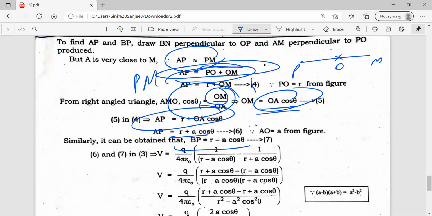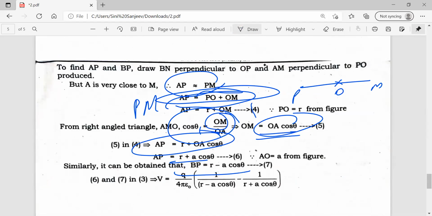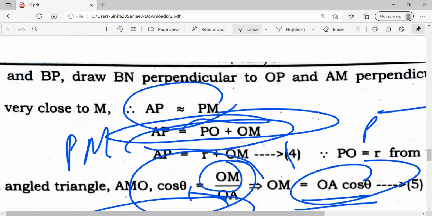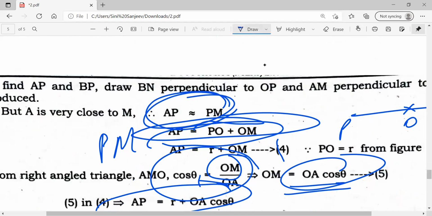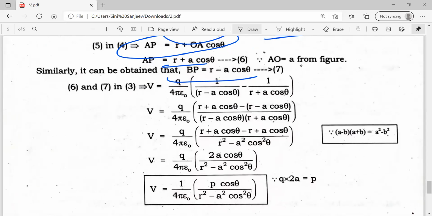Similarly, using the procedure, you can find it for the other triangle. Then I'll be substituting these equations in 1 by BP minus 1 by AP. Here it should not be AP. They take it as PM, since AP is actually PO plus OM. Better write PM here. Then later you can write this PM is approximately equal to AP, since you're taking very, very small distances.